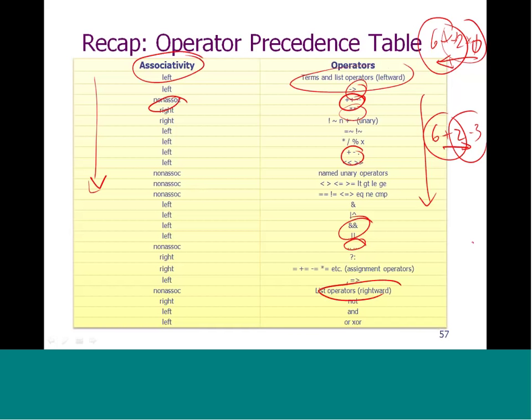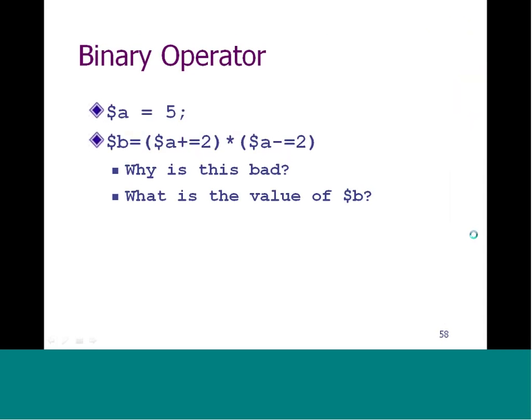Now we'll look into the next one. I asked you this one question where we define dollar a as 5, and then dollar b uses this binary operator, which combines two operators, plus and equals, which traditionally represents dollar a equals dollar a plus two. But now, if you do this, why is this bad? And what is the value of dollar b? This is the question I asked during the last lecture, and I want to give you the answer today. Number one, why it is bad is because what you expect will never be the result of this expression.